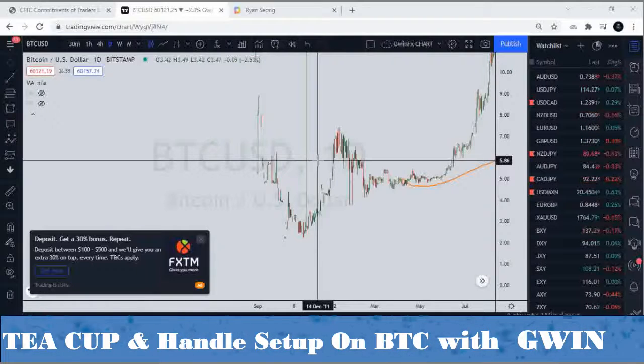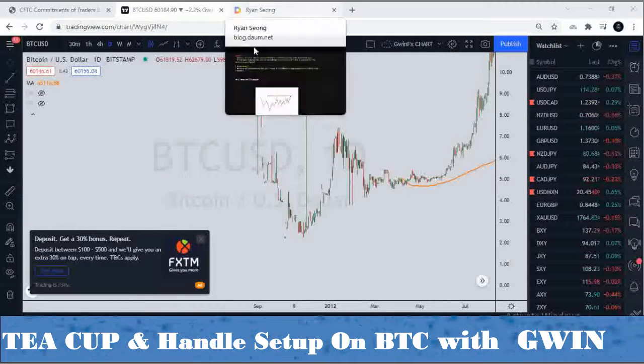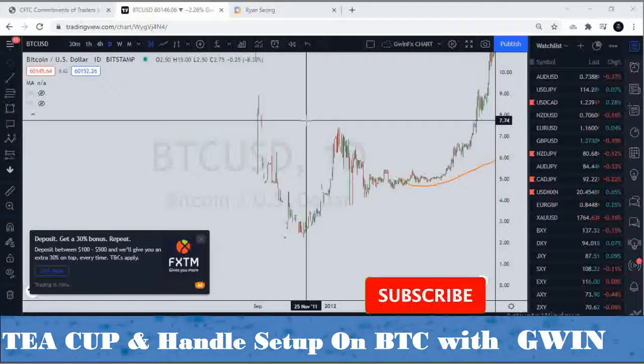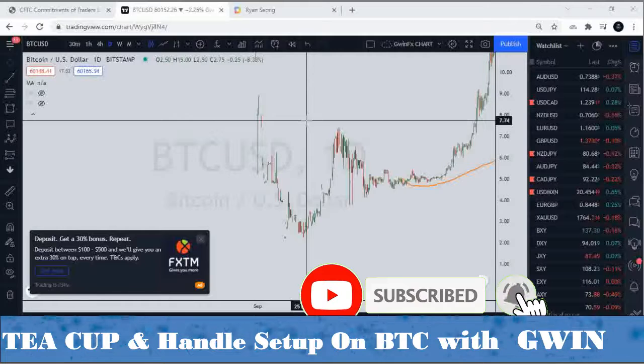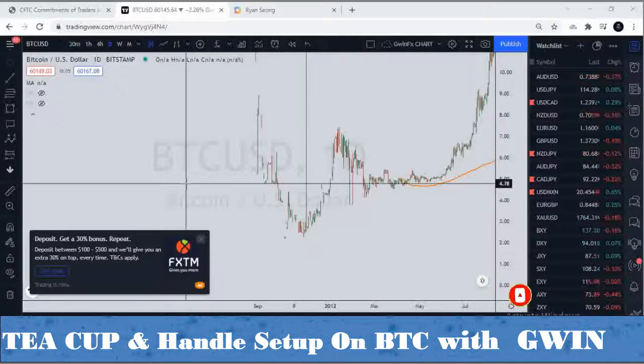I'm looking at BTC forming a cup and a handle. As you can see, this setup is nice. Sometimes I wish I could go back in time. This is BTC USD on the daily time frame.